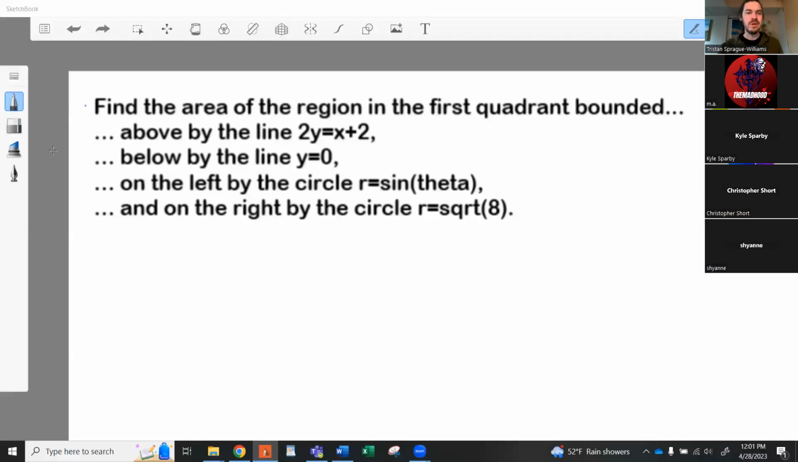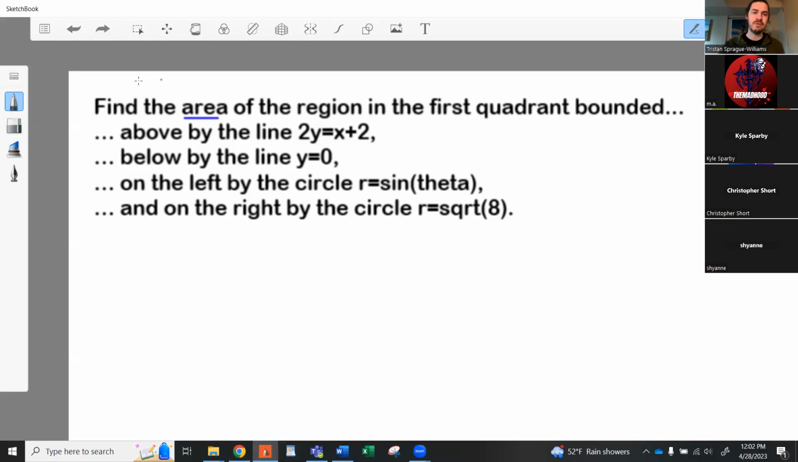All right. So today we're going to start with an area problem. We want to find an area of a region. This region involves some equations in polar coordinates. So we're going to end up setting up an integral with polar coordinates. But you notice these two are in Cartesian coordinates, so we're going to have to convert them to polar coordinates before we set it all up.